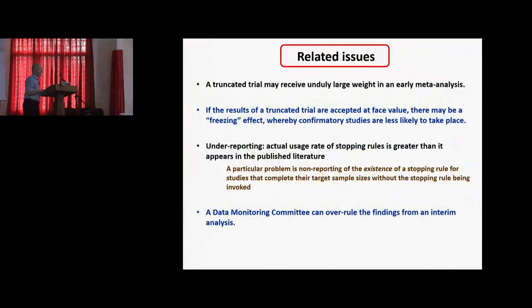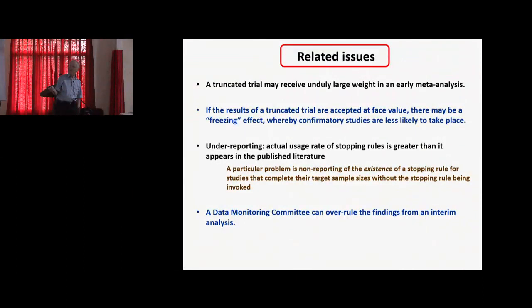Okay, and then just a couple more slides, and then I think we're done on this section. Some related issues. We haven't talked about meta-analysis, but it's the same problem as we had yesterday, that truncated trials may actually have large weight in early meta-analyses and be influential as a result. Sort of politically and the way science and funding works, if you accept the result of a truncated trial at face value, there may be some freezing that goes on whereby confirmatory studies never happen or are much less likely to take place. So you might have arrived at the wrong answer through an early analysis, and you affect the subsequent course of research in other places.